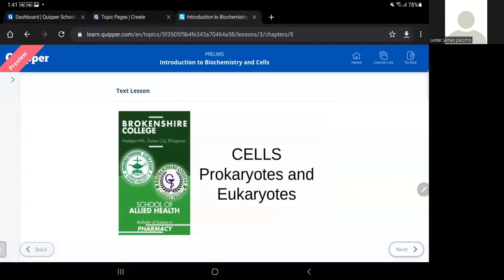Okay, so now let's talk about the difference between a prokaryotic and a eukaryotic cell.